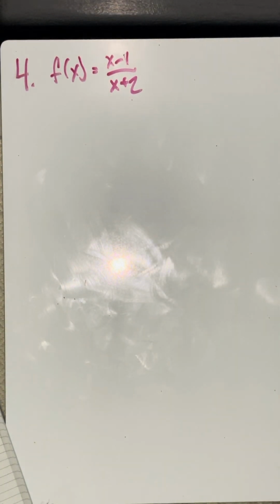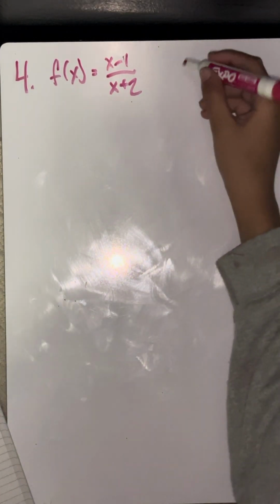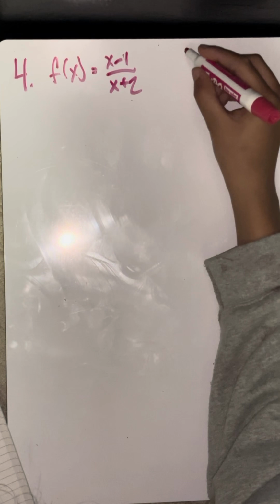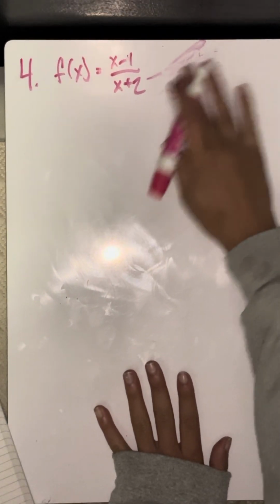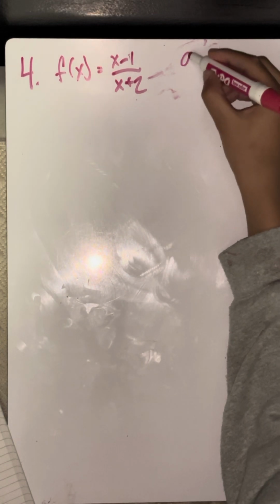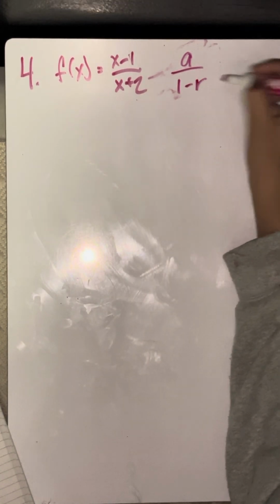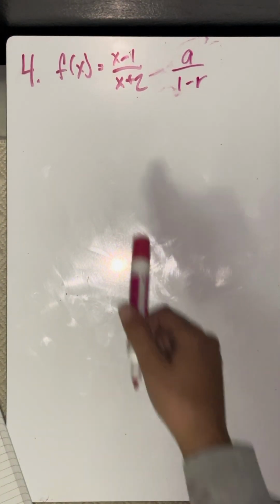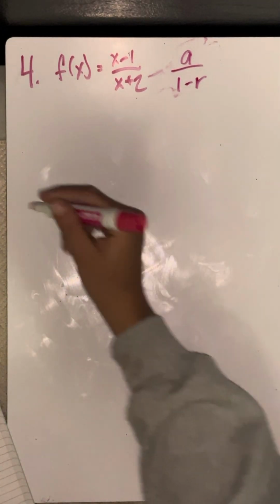Okay, so the first thing we do is it said use the formula for the sum of an infinite geometric series, which is going to be a over 1 minus r. So we have to get this into a form like that.